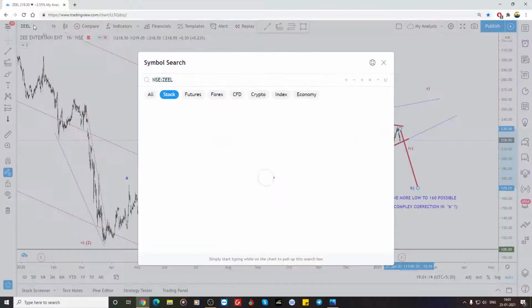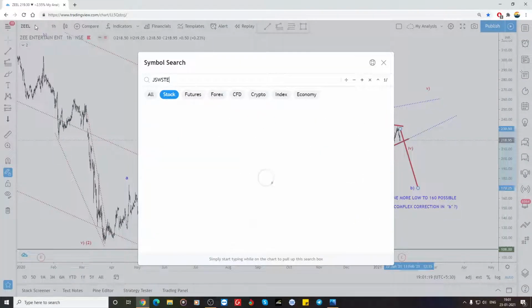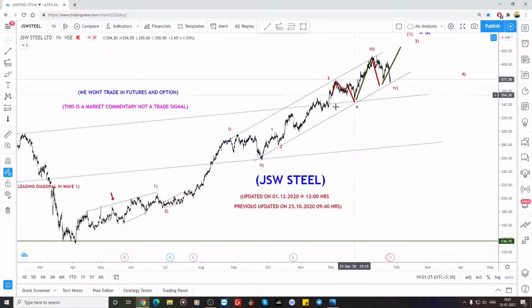And the next thing is all steel sectors. That is a very Tata Steel, I'll show you that. So here also I'll explain that. I took this as a wave 1 as a leading diagonal 2. So 1 2 3 4 5 has got completed.